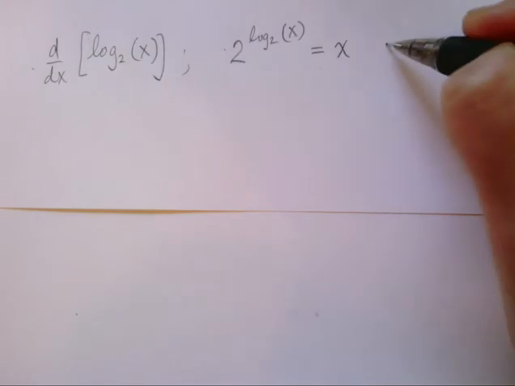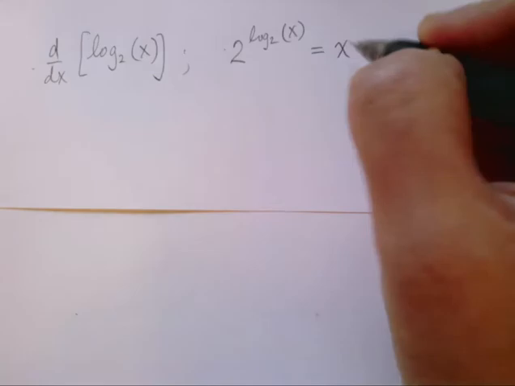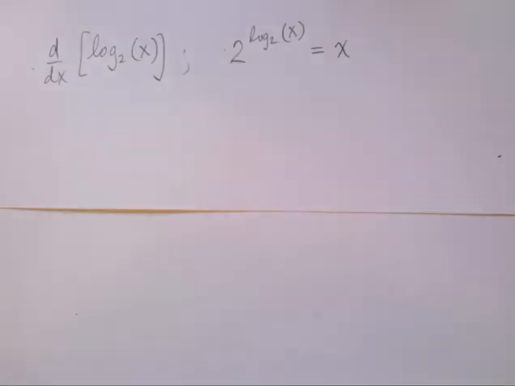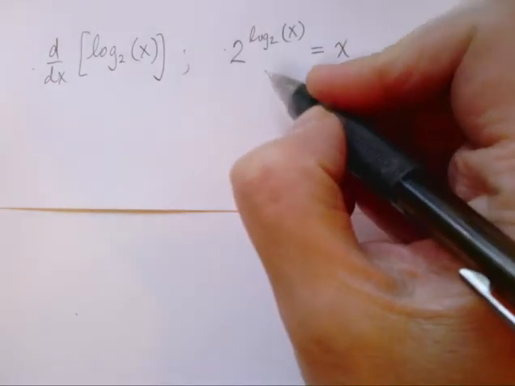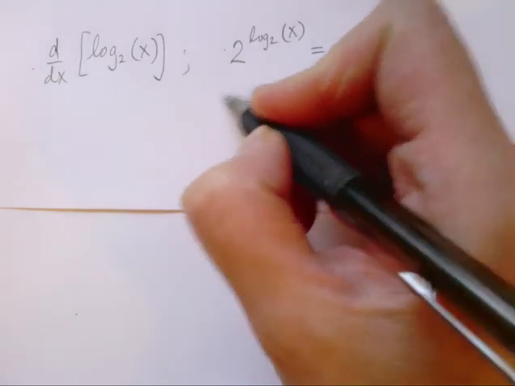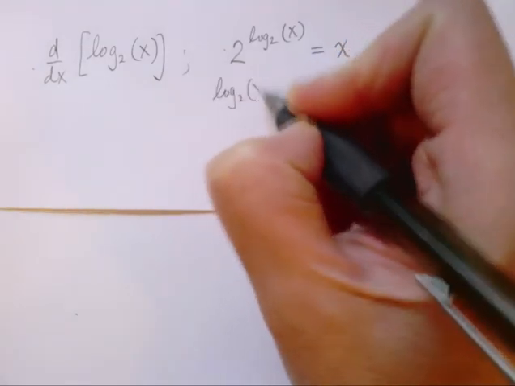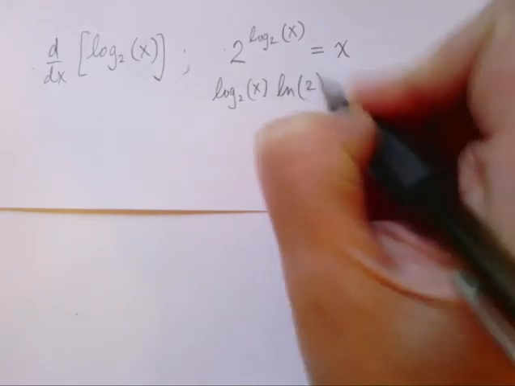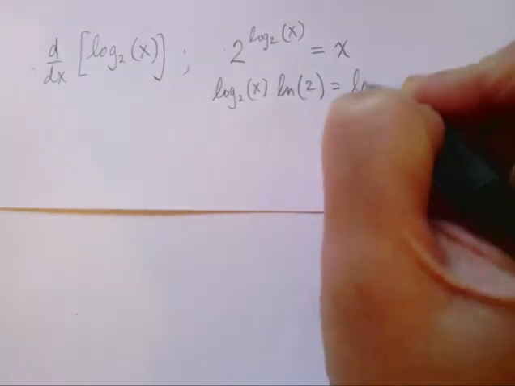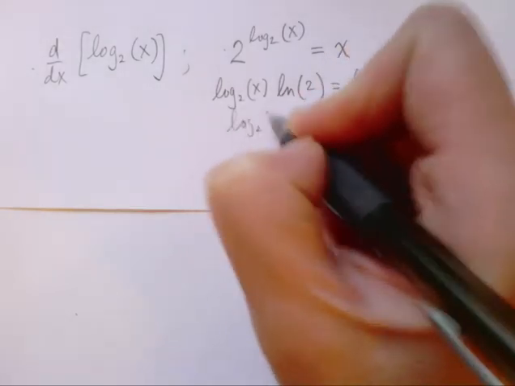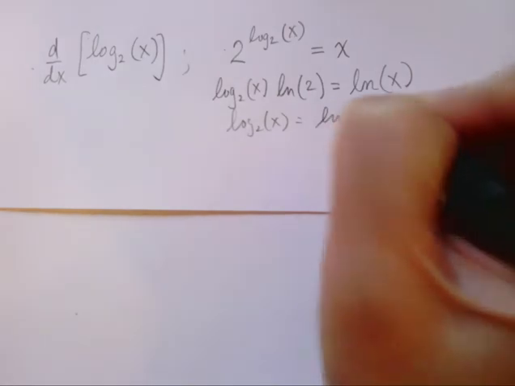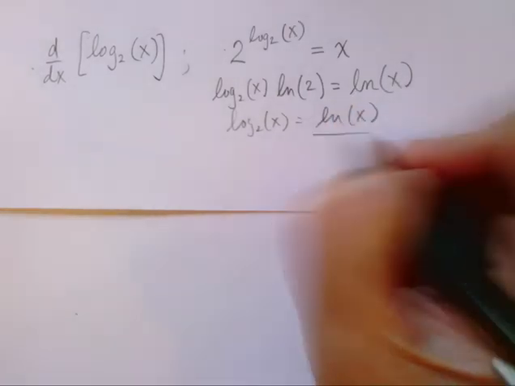So that means that if I take natural log of both sides, I can get the derivative of log base 2 in terms of natural log of x. So when I do that, I get log base 2 of x times natural log of 2 equals ln x. So log base 2 of x equals ln x over ln of 2.